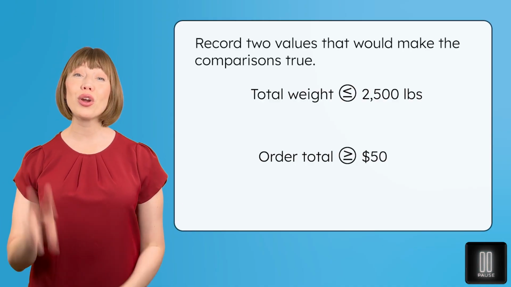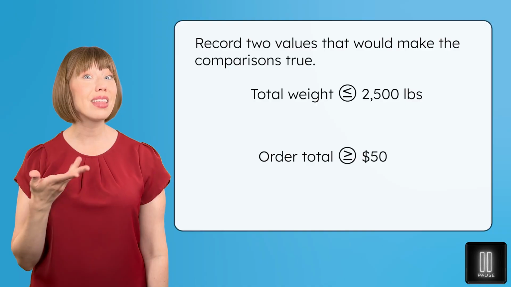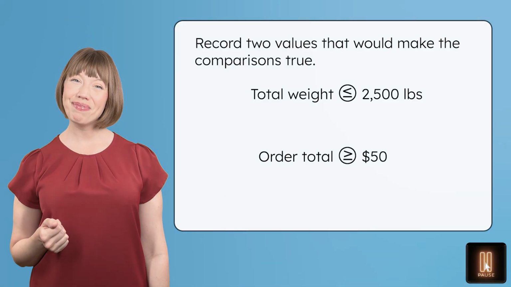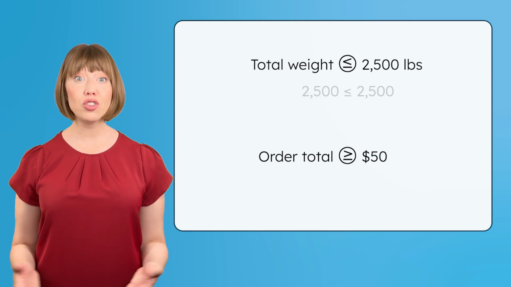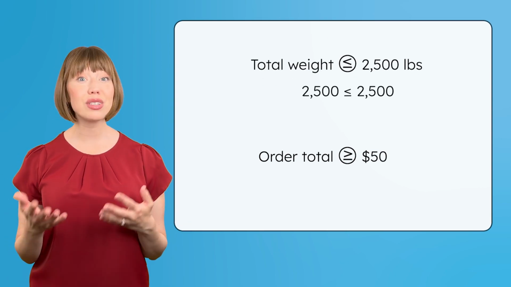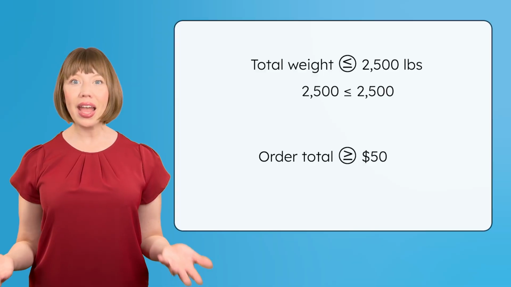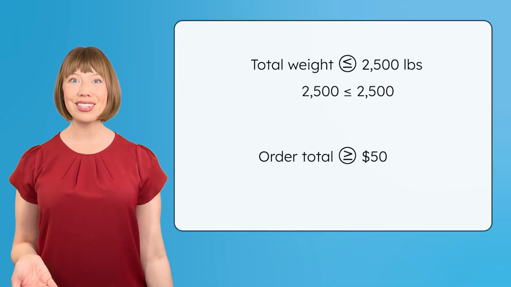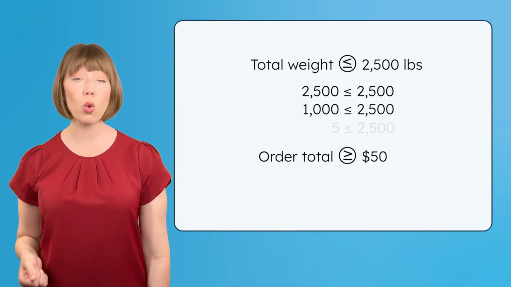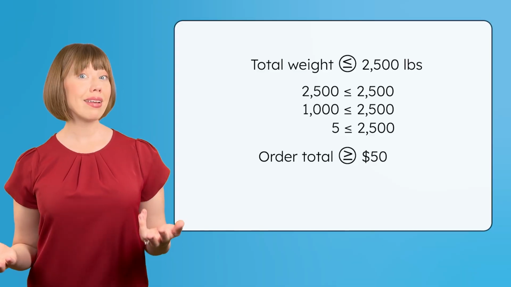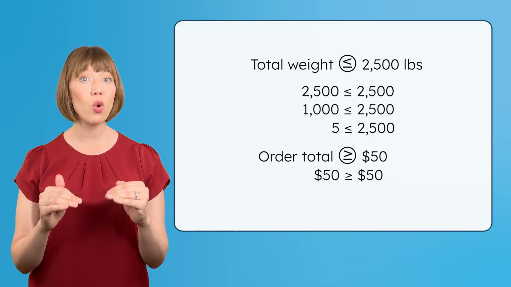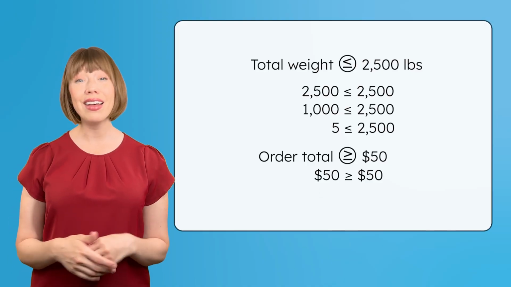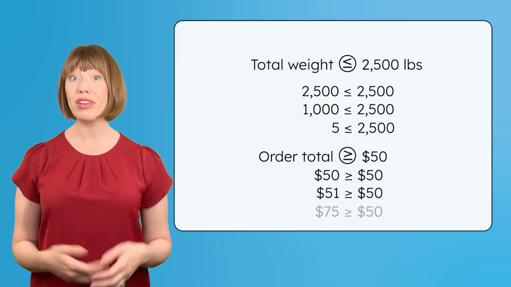Pause here to record two values that would make the comparisons true. For the weight in the elevator, we could choose exactly 2,500, or any value that is less than that, like 1,000 pounds or 5 pounds. And for the order price, we can choose exactly 50 or any value greater than that, like 51 or 75.